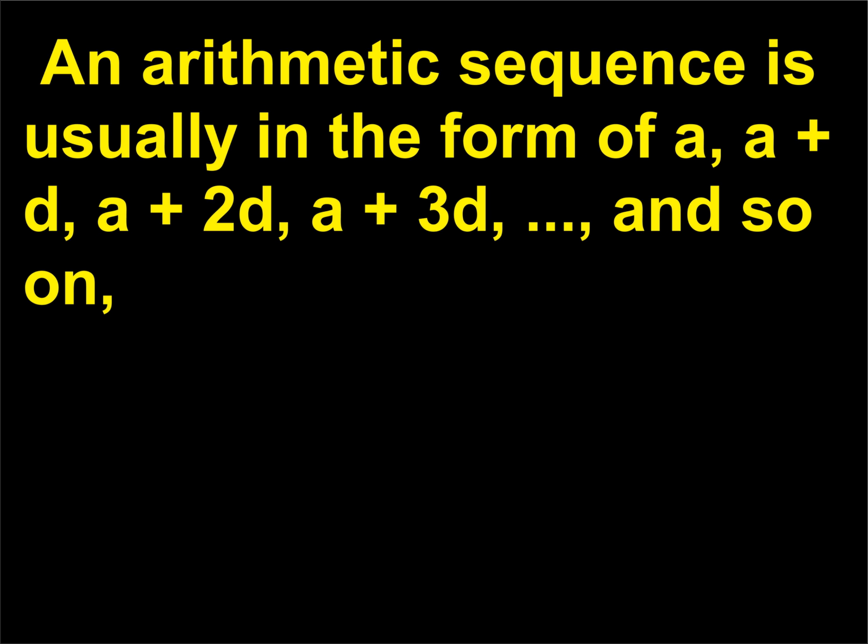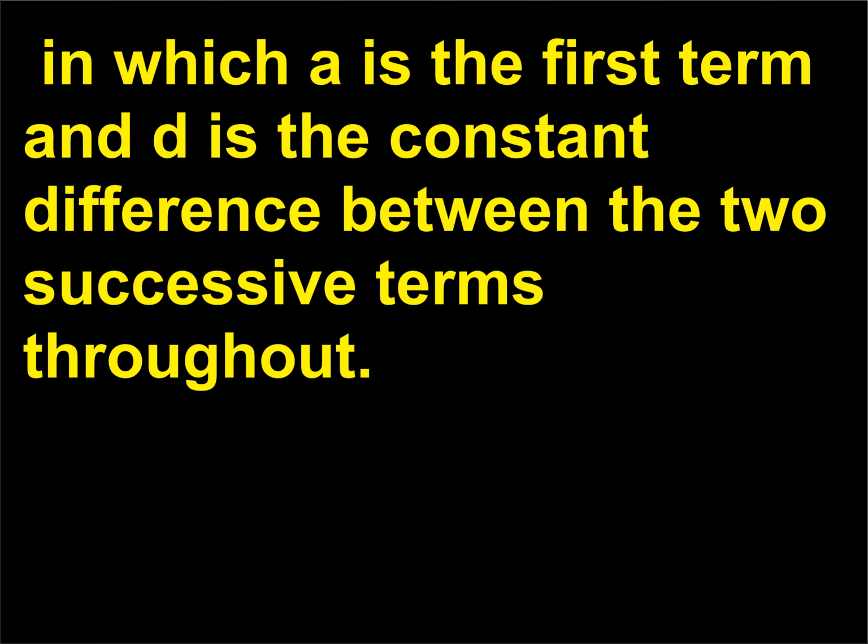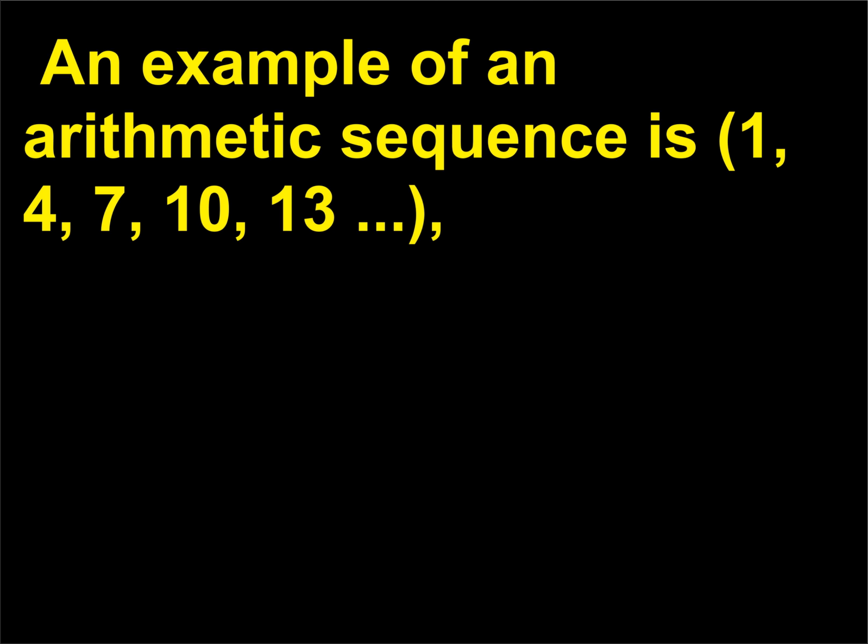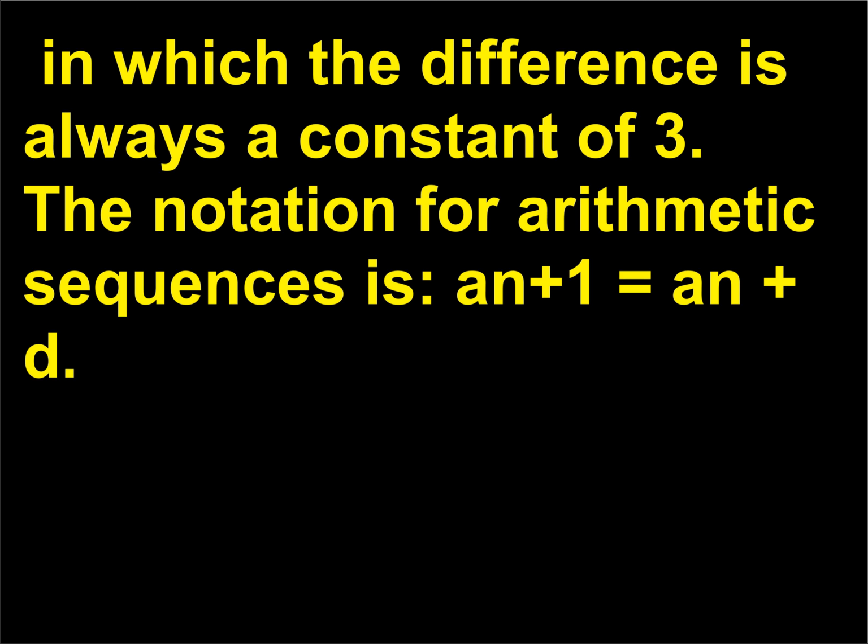An arithmetic sequence is usually in the form of a, a plus d, a plus 2d, a plus 3d, and so on, in which a is the first term and d is the constant difference between the two successive terms throughout. An example of an arithmetic sequence is 1, 4, 7, 10, 13, in which the difference is always a constant of 3. The notation for arithmetic sequences is a_(n+1) equals a_n plus d.